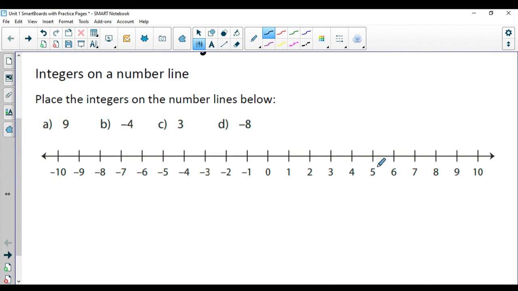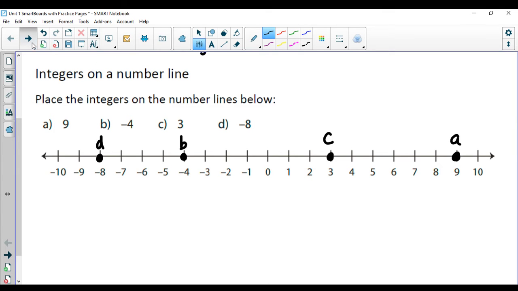So we're going to start with letter A. We have the number 9, which is a positive 9. So we're going to put a dot right here on the actual line, and we're going to go ahead and label this A. B is a negative 4, so since it's negative, it will be to the left of 0. I'm going to go ahead and put a dot there and label that B. C is back up on the positive side at a number 3. And then D is down here at negative 8, so we're going to go ahead and put our dot on negative 8 and then call that letter D.